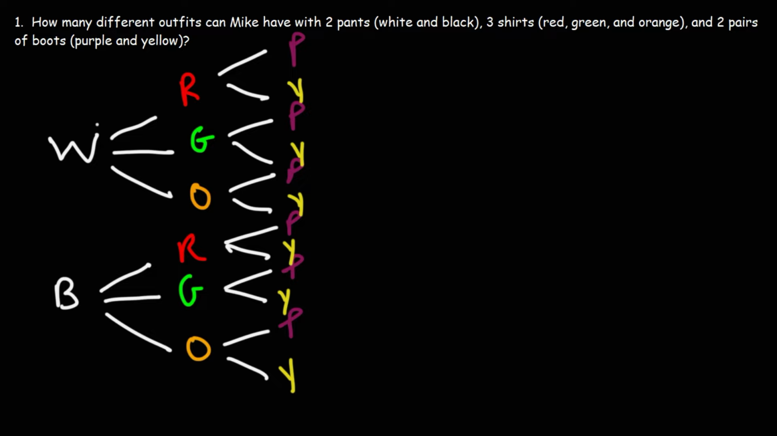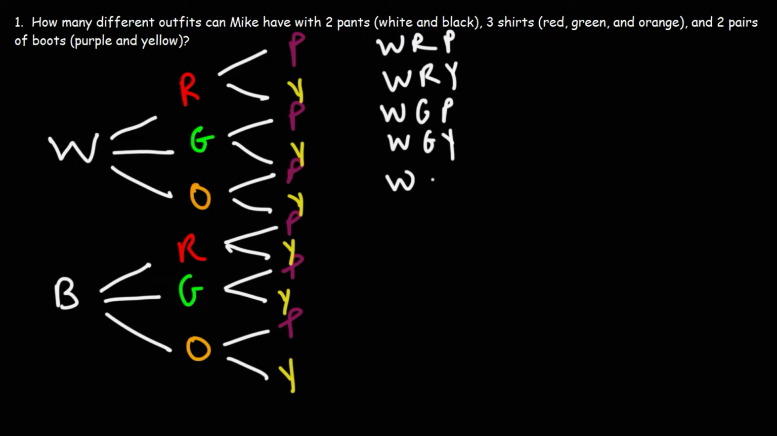Now, if we follow the tree diagram, we can get all the different possible outcomes. He could wear white pants, a red shirt, and purple boots. So that's going to be WRP. Or he could wear white pants, a red shirt, and yellow boots, which will be a weird looking outfit, but for the sake of this problem, we'll work with it. The next option could be WGP or WGY. Next is WOP and WOY.